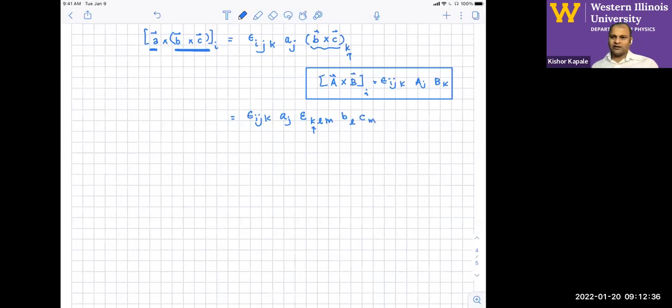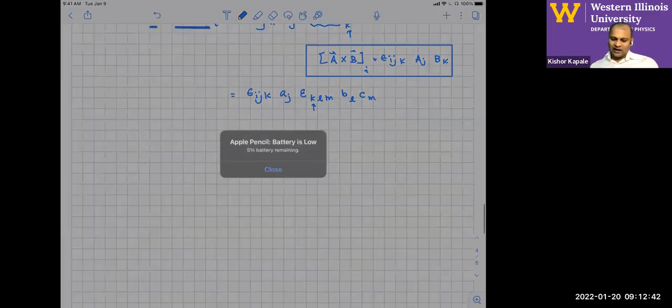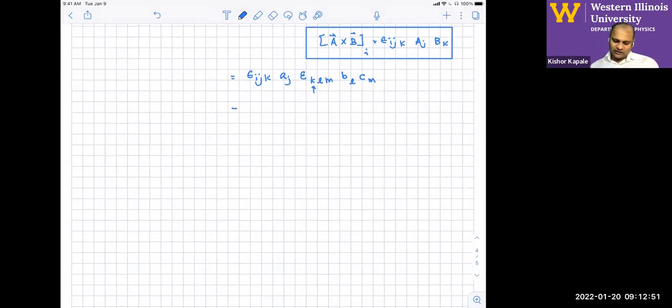Everybody with me so far? Okay. Now all of these quantities are now scalars, right? Epsilon ijk. Once i, j, k have specific values provided, everything is scalar. So that means they commute. You can change their order, move them around as you like. And so that's what we're going to do.